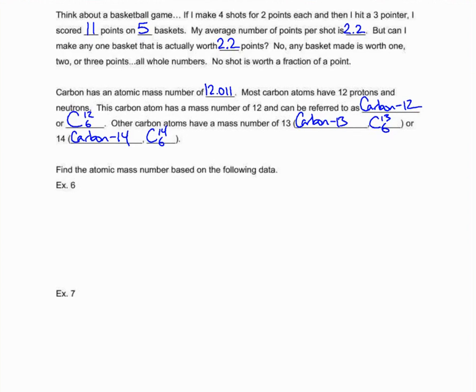In these examples, I'm going to show you how they're calculated. You don't need to worry too much about the details, but overall, I just want you to get the idea that it is an average. But it's not as simple as adding up 12, 13, and 14 and dividing by 3. It's going to be different.